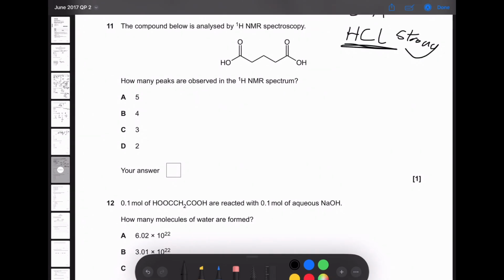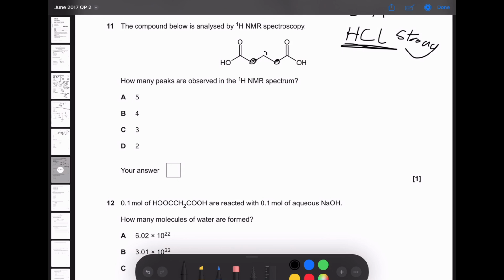Question 11. The compound below is analysed by proton NMR. How many peaks are observed? So first off, it is symmetrical. That's going to help. So we've got one peak. I've just drawn directly down where I want to go. So we've got two hydrogens here, so we've got one environment. We've got another two here and another two here.